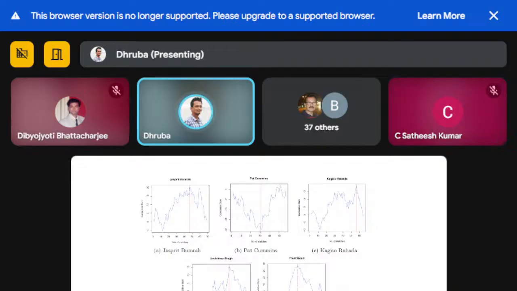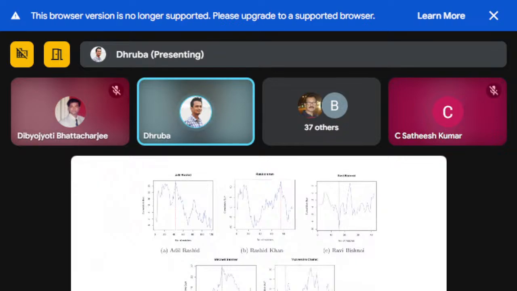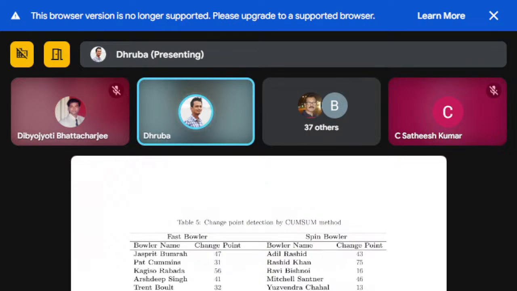So from the figures, these are the figures for the fast bowlers, and these are the spin bowlers. And we have found from this table that there are some change points in their mean economy rates, and it is tabulated here.